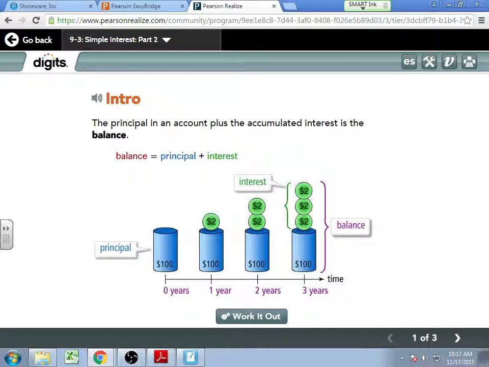All right, so here's our graph again. Here is our BIT formula. I equals PRT, and now BIT. Balance is going to equal the interest you make plus the principal you started with. B equals I plus P.